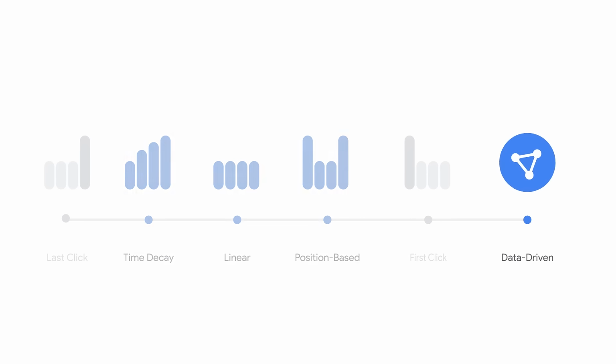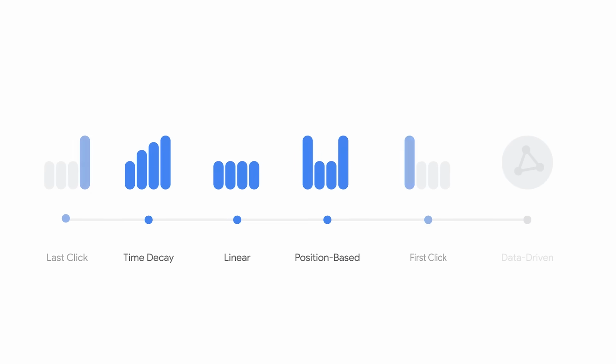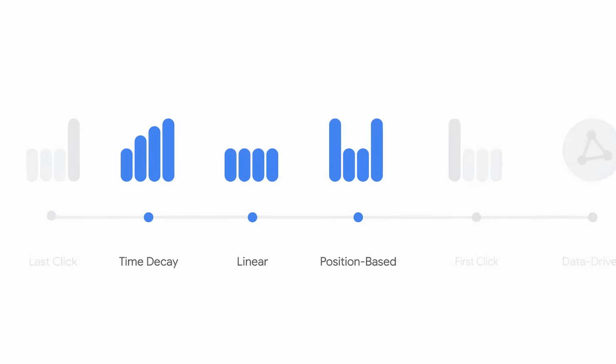When available, data-driven is the recommended model, since it uses data from your account to determine which ads, keywords, and campaigns have the greatest impact on your business goals. If data-driven attribution isn't available, select one of the non-last click models: linear, time decay, or position-based.